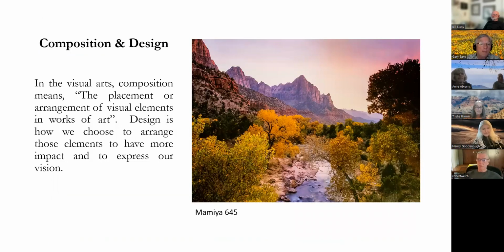Composition and design. In the visual arts, composition means the placement or arrangement of visual elements in works of art. Design is how we choose to arrange those elements to have more impact and to express our vision. This is a copy of a slide from my Mamiya 645 when I had it, and I just love Zion, and I thought that's a good entry shot. The stream just kind of leads you right into the mountains, and we have layers.